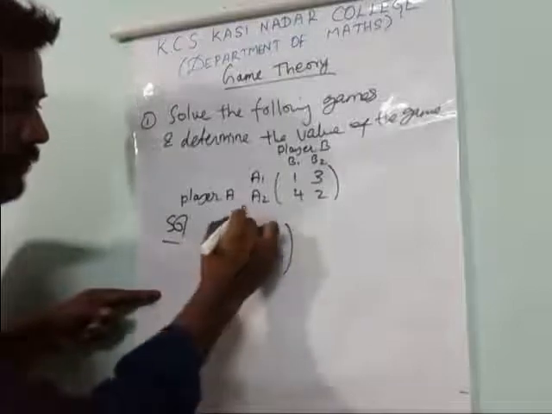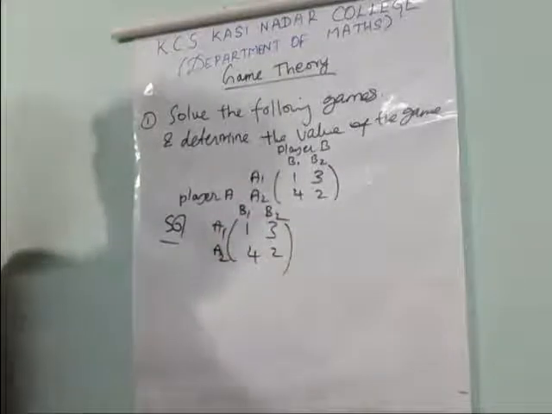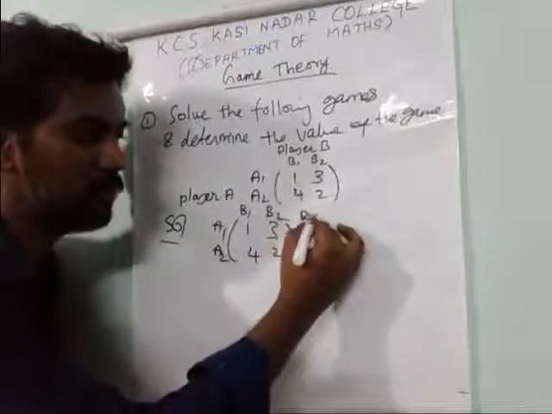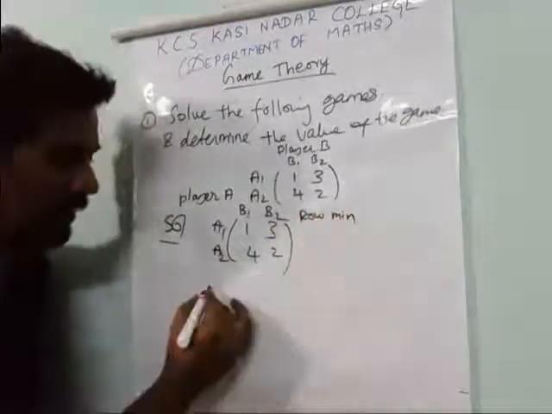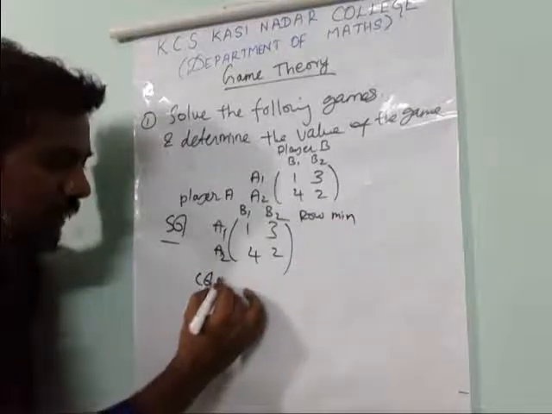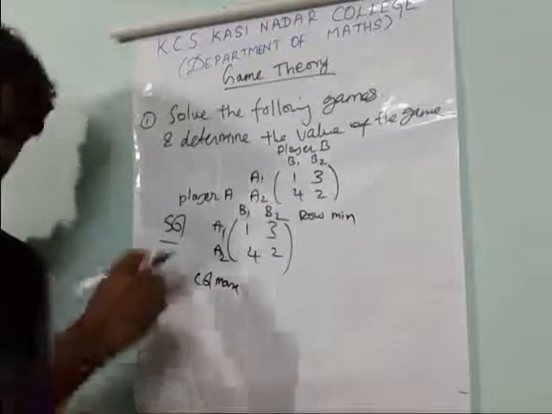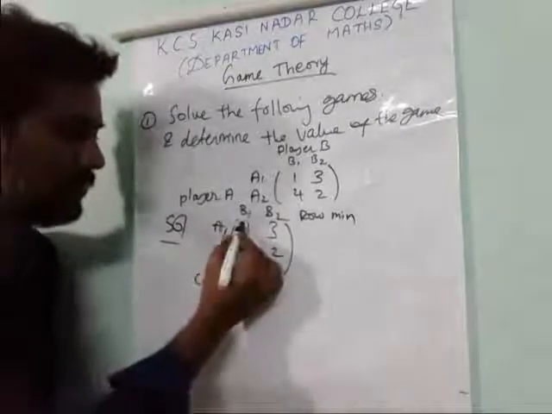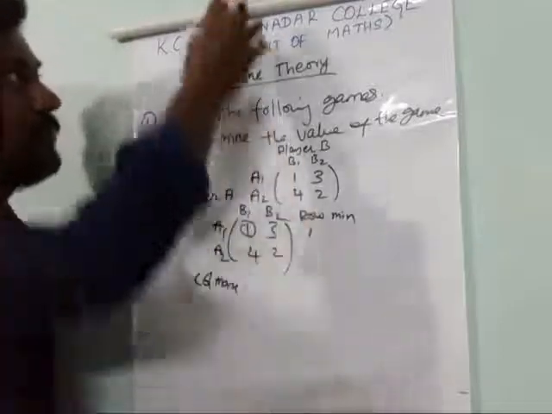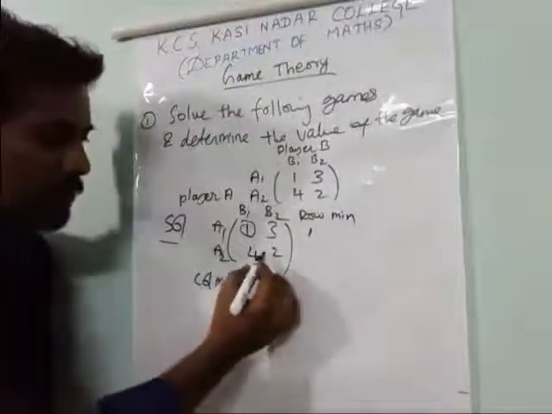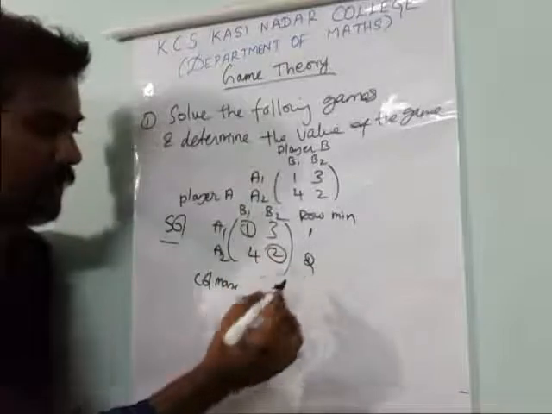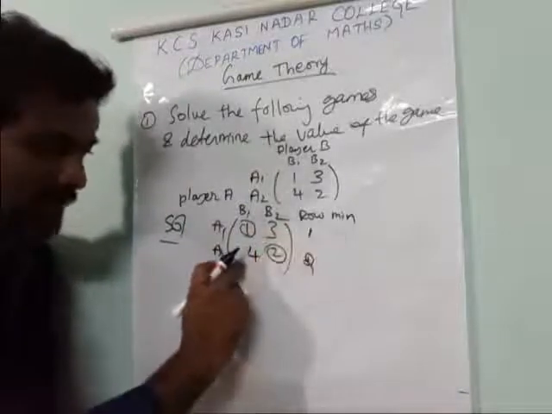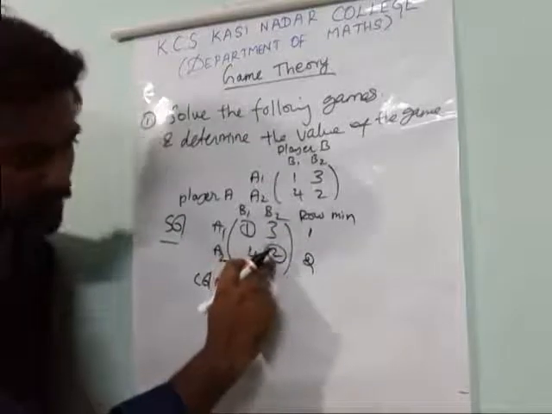A1, A2, B1, B2. You know the mixed strategy concept. For pure strategies, the maximin concept: choose row wise minimum and choose column wise maximum. In the first row, what is the minimum number? The first row's minimum number is 1. Circle it and write 1 here. Now the second row, what is the minimum number? 2. Circle it, write 2 here.